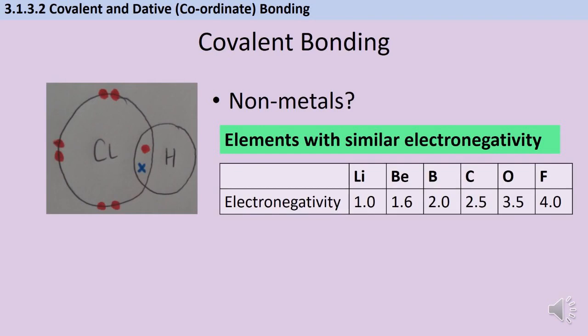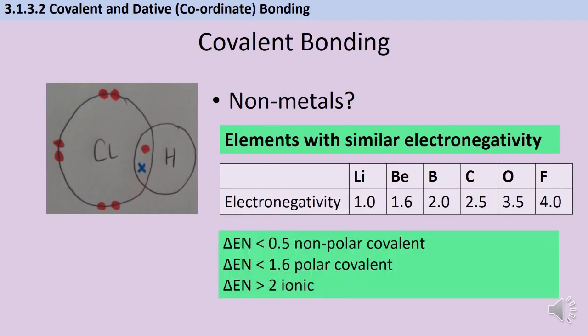So there are actually a list of numbers we can have that describe the electronegativity here. And a kind of general rule of thumb, which isn't written down in the A-level specification, but which I tend to use, is that if the difference in electronegativity is less than 0.5, then that is just a straight up covalent bond. If it's still less than 1.6, but it's a little bit bigger, then that's what we're going to call a polar covalent bond, where the electrons are slightly more attracted to one of the atoms. And once it's over 2, then we describe it as ionic.